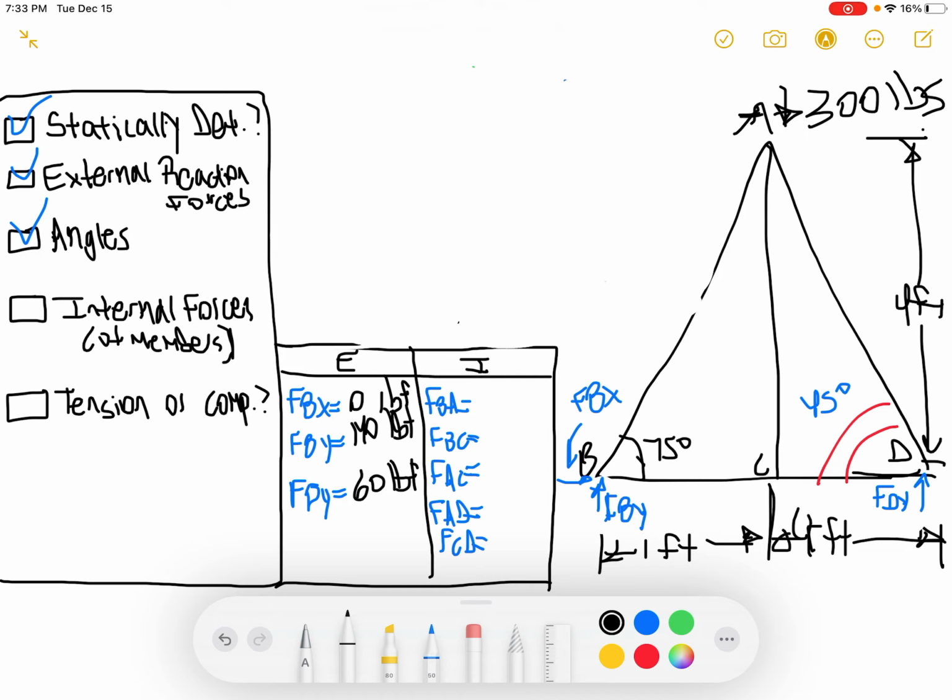We won't need to do A. We only need to do B, C, and D because those are the only places where forces are applied at that point. So let's start out with point B.